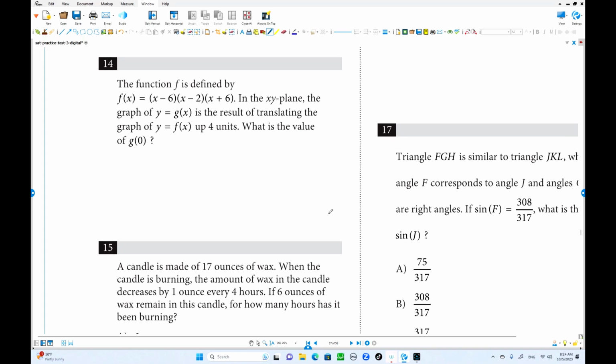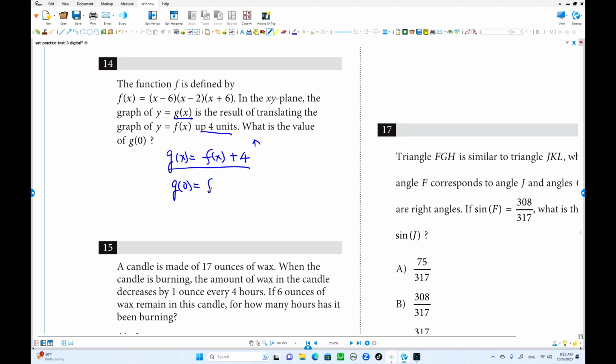Where is 14 over here? So we have a new graph, g of x, which is the result of translating 4 units up. Actually, g of x equals what? It is f of x translated 4 units up. That's the relation, okay? What is the value of g of 0?